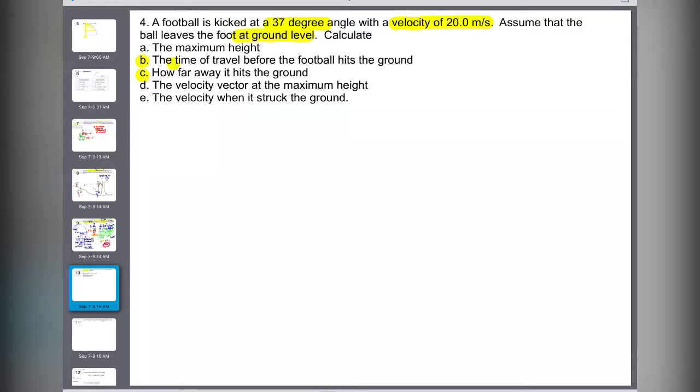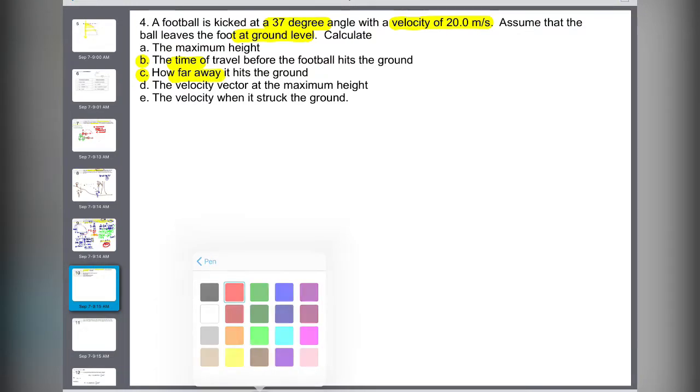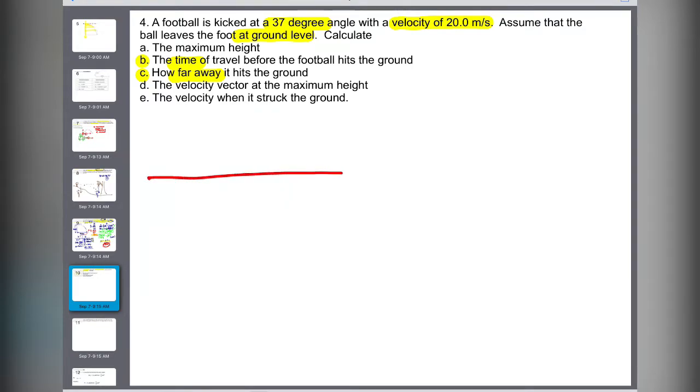Okay, so B is asking you what is the time of travel, and C, how far away is it going to hit the ground. So the picture looks like that. You are at a level ground, and you kicked it with a velocity of 20 with an angle of 37 degrees. If they don't say it, you are assuming that it's above the ground level. 37 with the x-axis. And it's going to fly and hit the ground. So they're asking you for time, and they're asking you for delta D for now. Okay, I'm going to ignore A, D, and E.